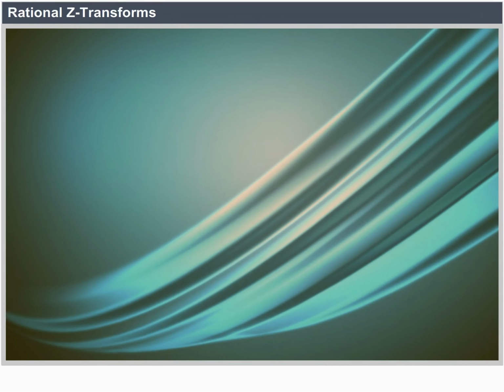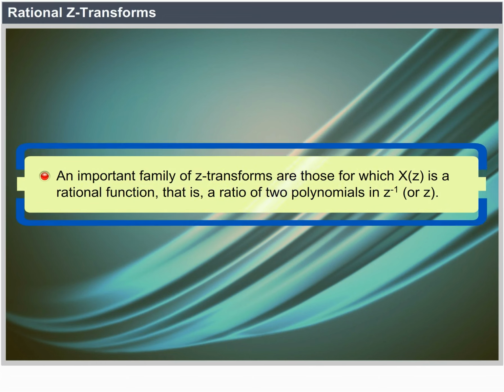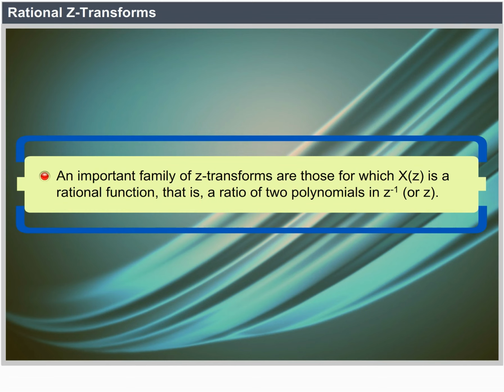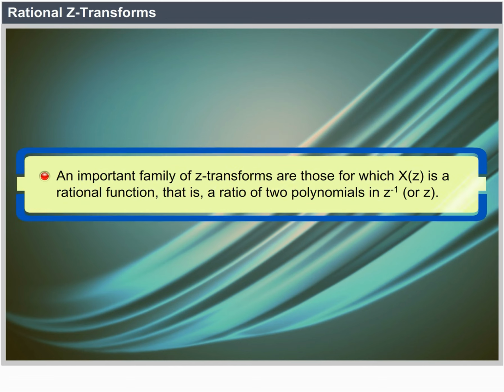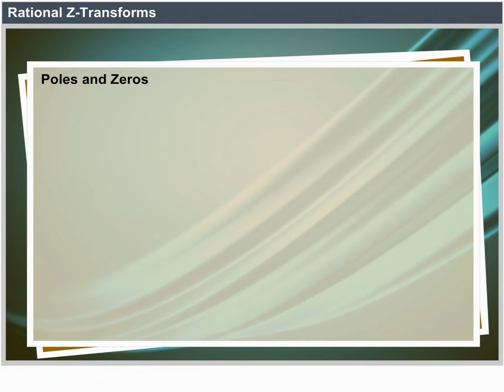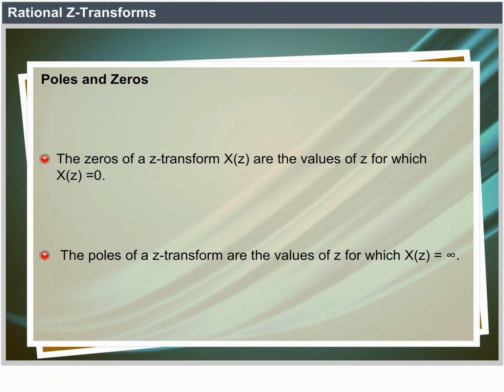Rational Z transforms. An important family of Z transforms are those for which x of z is a rational function, that is, a ratio of two polynomials in z power minus 1 or z. Poles and zeros. The zeros of a Z transform, capital X of z, are the values of z for which x of z equal to 0.